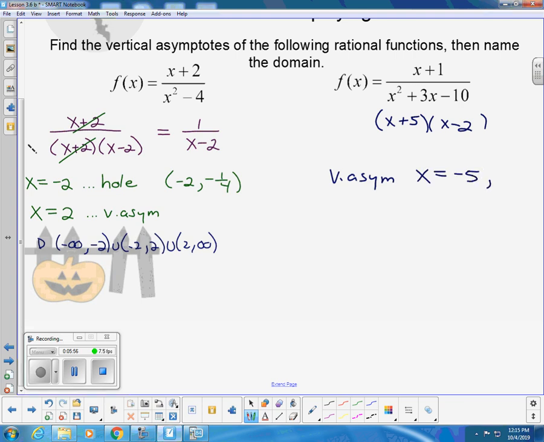-5 and 2. Notice I wrote x equals -5 and 2. If you do not write x equals, I'm going to take a point off. Every time you do not write x equals. It is a line. It's a vertical, invisible boundary line.